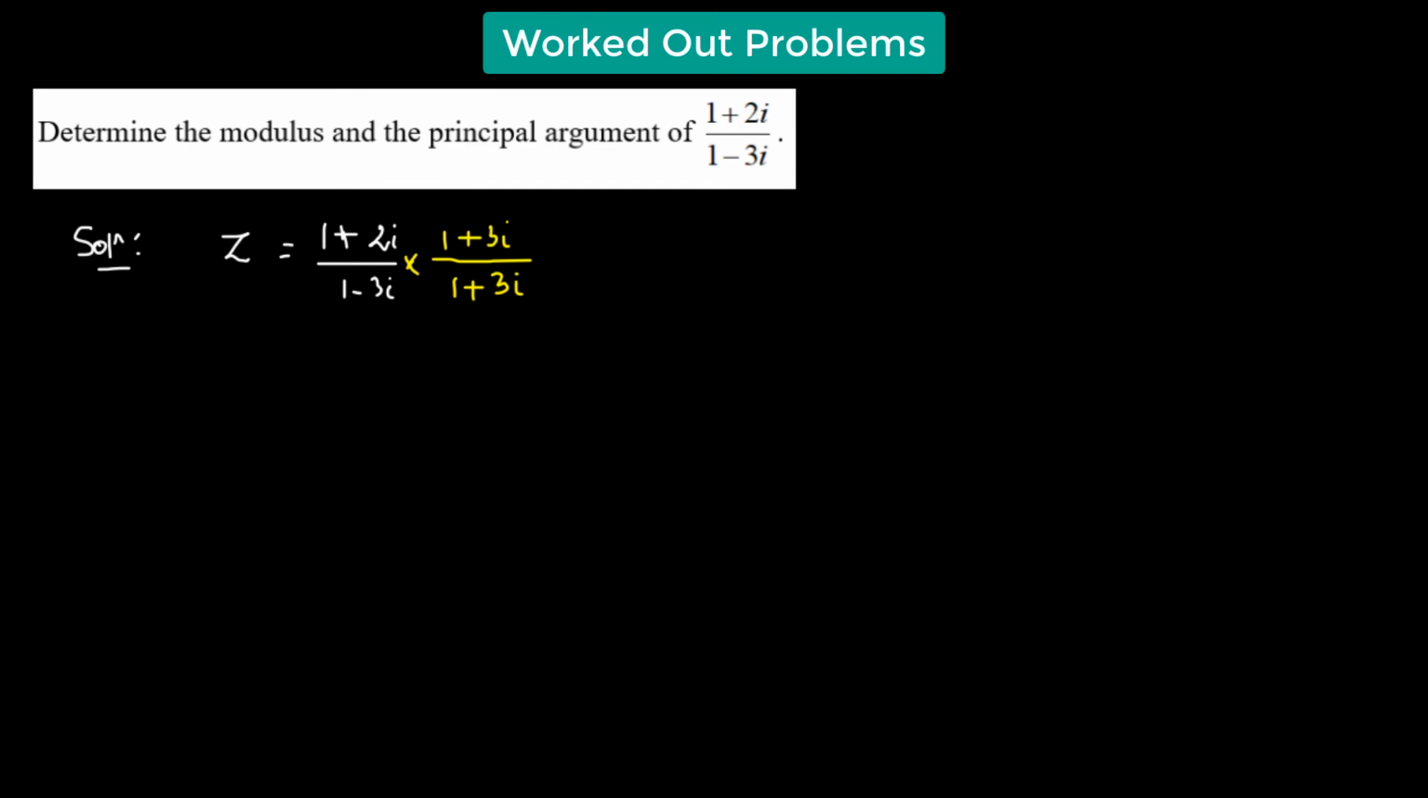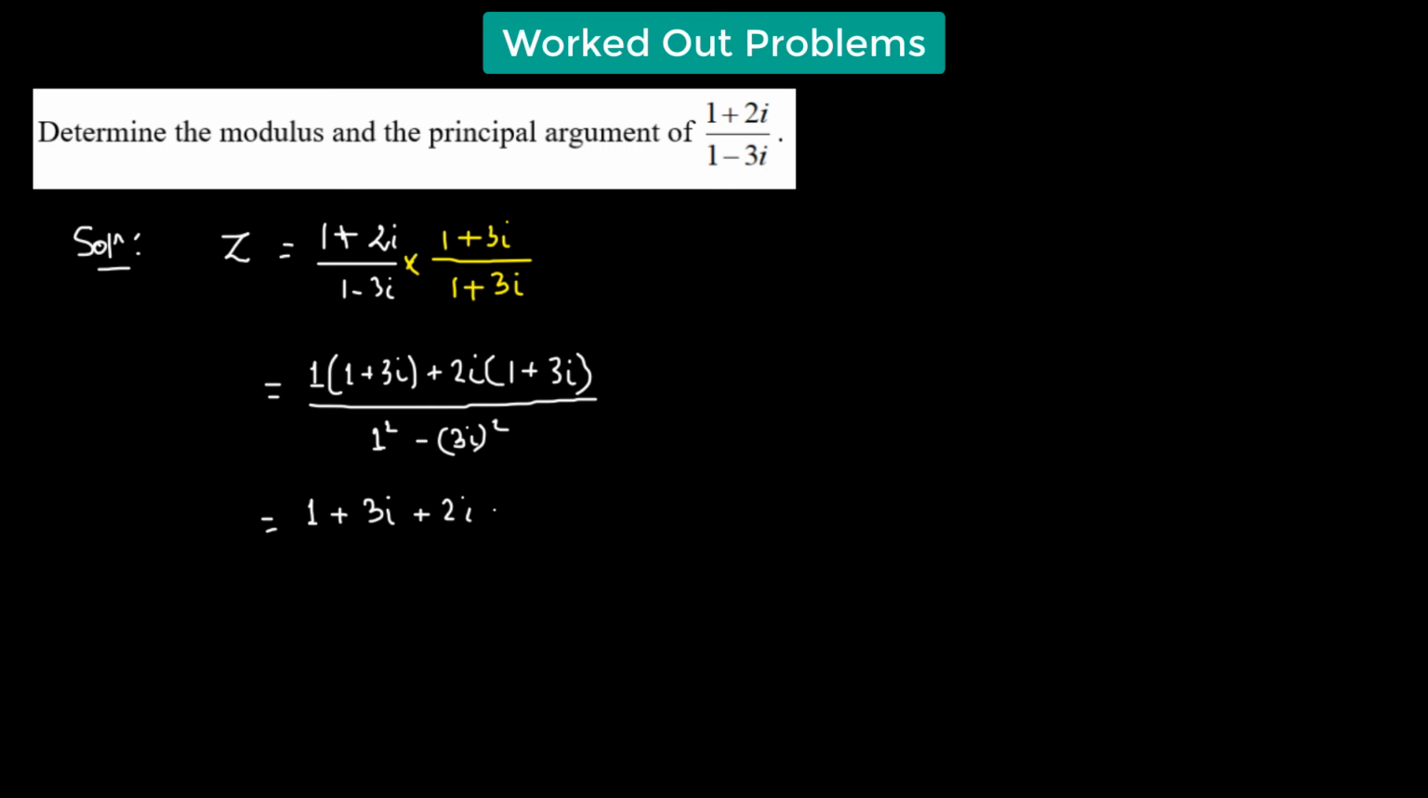So that should give us 1 + 2i multiplied by 1 + 3i divided by 1 squared minus 3i squared. On further simplification, we have 1 times 1 is 1, plus 1 times 3i is 3i, plus 2i times 1 is 2i, plus 2i times 3i will be 6i squared, divided by 1 minus 9i squared.